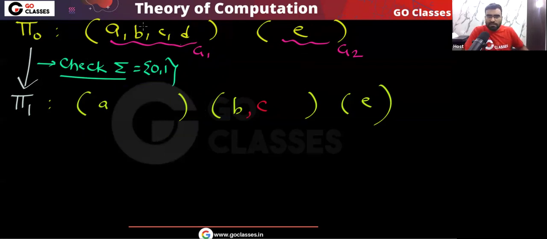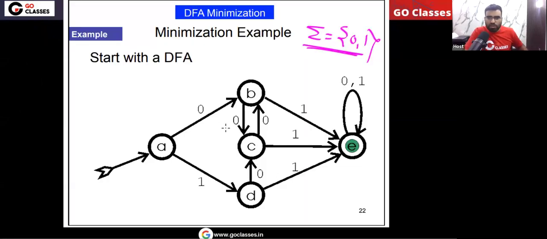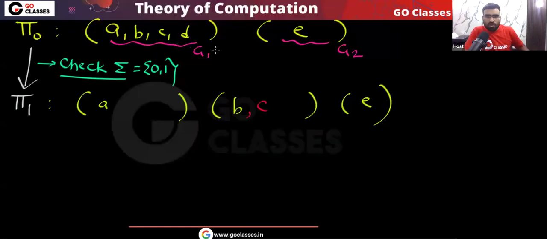But what about BD? Will D be here or will D be separated? We have to check whether D will be in this group or D will be separated. So let's check BD. Tell me, BD on 0, where are they going? BD on 0, they are going to group 1. Yes or no?